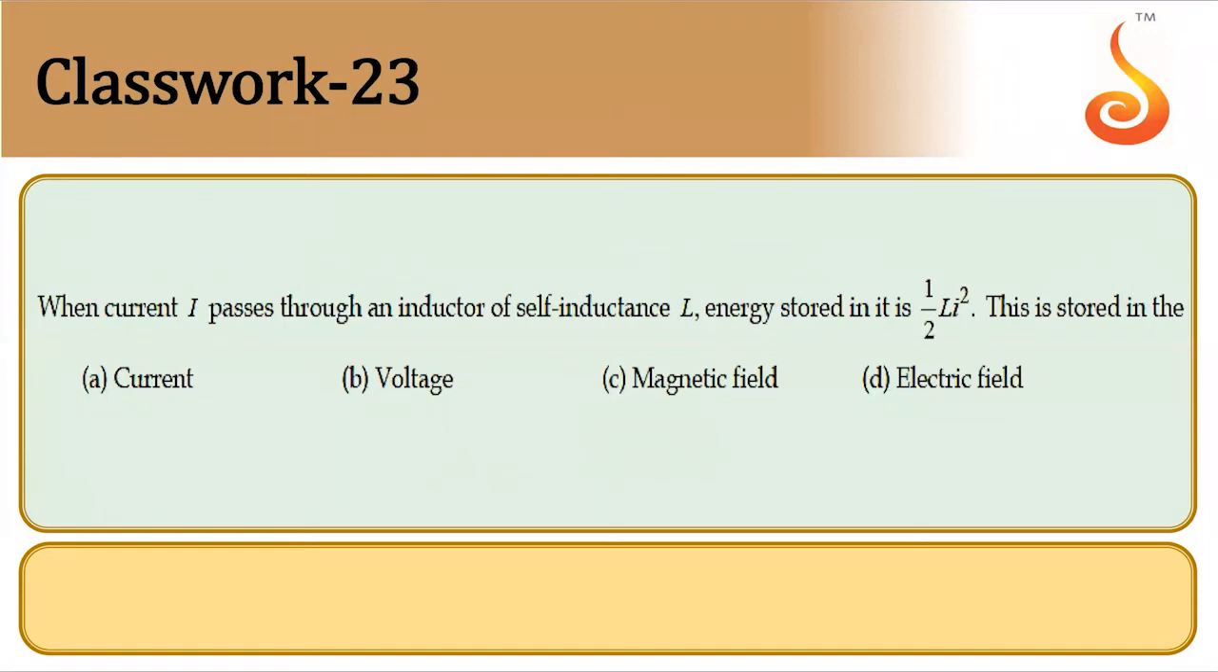Question number 23. When current I passes through an inductor of self-inductance L, the energy stored in it is half Li square. This is stored in the current, voltage, magnetic field, or electric field.